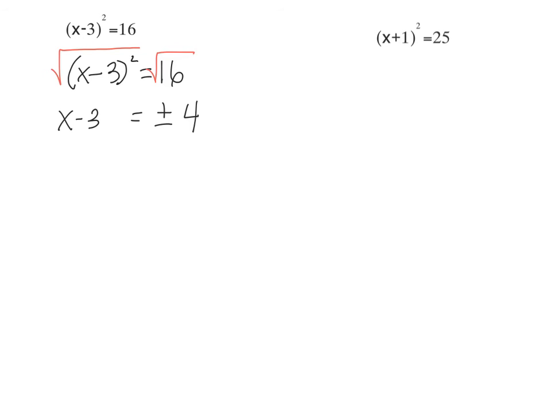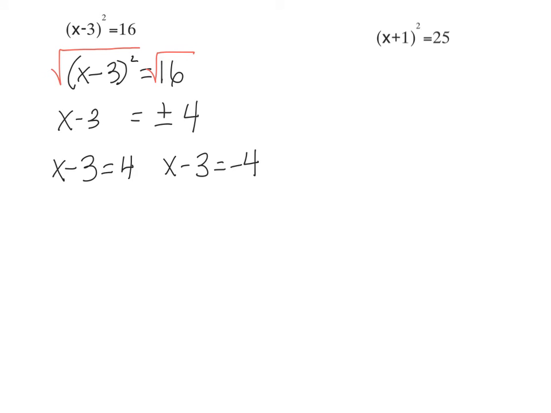All right, well, your first thought may be, I could just add this 3 over to both sides and I would get plus or minus 7. Well, guess what? That would be wrong. We don't want to do that, so let's look at what we can do. Do you agree with me that this is really two different equations? x minus 3 equals positive 4 and x minus 3 equals negative 4.